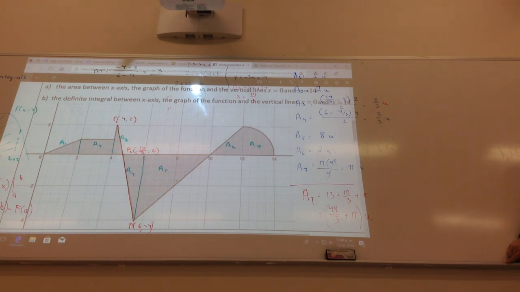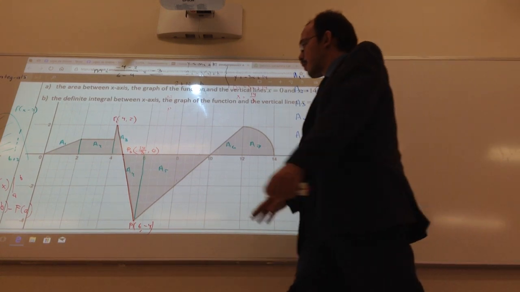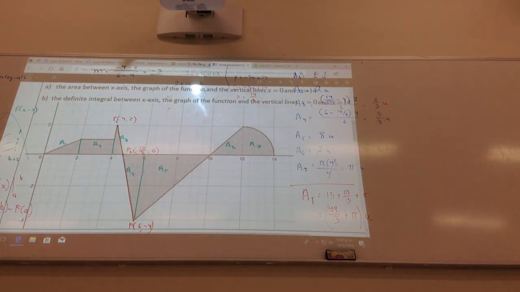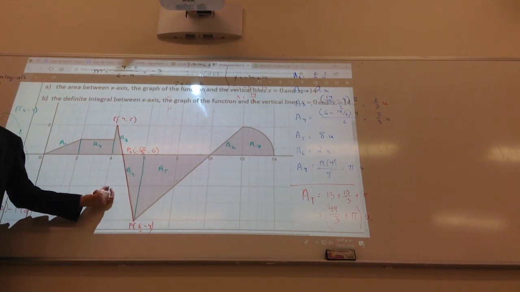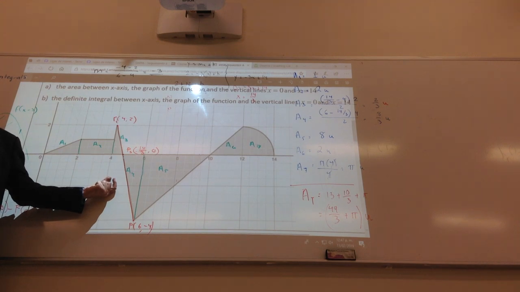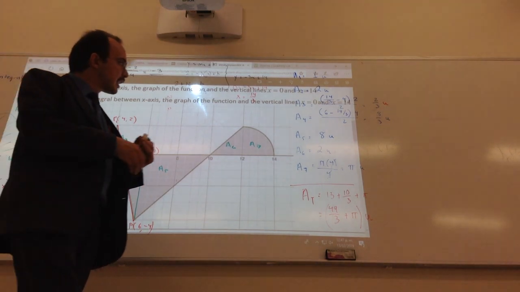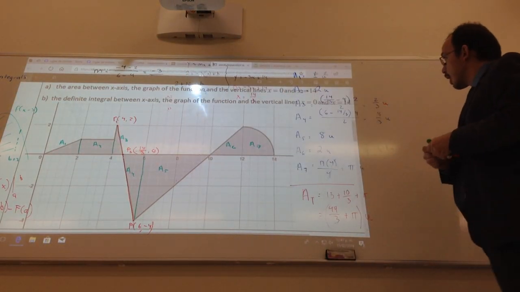So the definite integral is affected by the position of the area. In what sense? For example, for the area, all areas are positive. It's an area. But for the definite integrals, if the area is below the x-axis, the solution becomes negative, because it's below the x-axis. Okay? So in this case, for example, this is for the area.